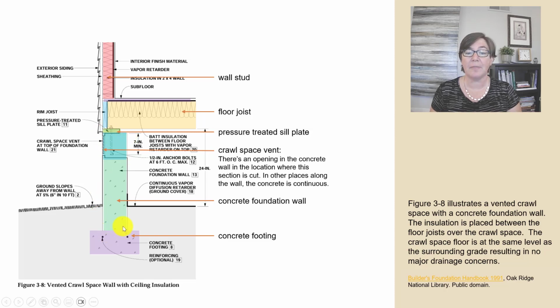Now this entire thing is the concrete foundation wall, but hey, why is this piece different? That's because at the specific spot where we took this section, right where we cut through this building, there's an opening in the concrete, and that is a crawl space vent. It's for airflow between the crawl space area and the exterior. Right? And in other places along the wall, the concrete is continuous. And finally, at the bottom here, we've got our concrete footing.